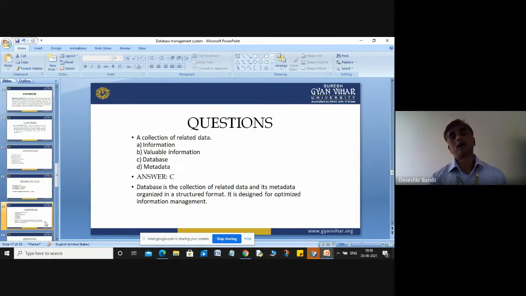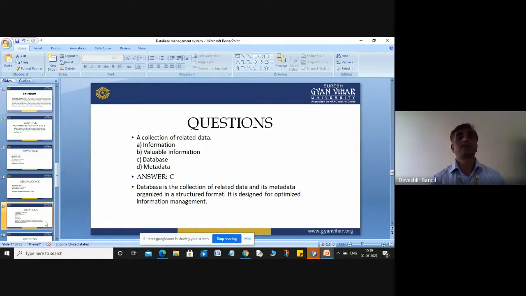And after discussing your DBMS, I am presenting some questions. Like: a collection of related data, maybe information, valuable information, database, or metadata. Obviously, I told you that in your database you will store the data, and if you collect the related data, that is your database.